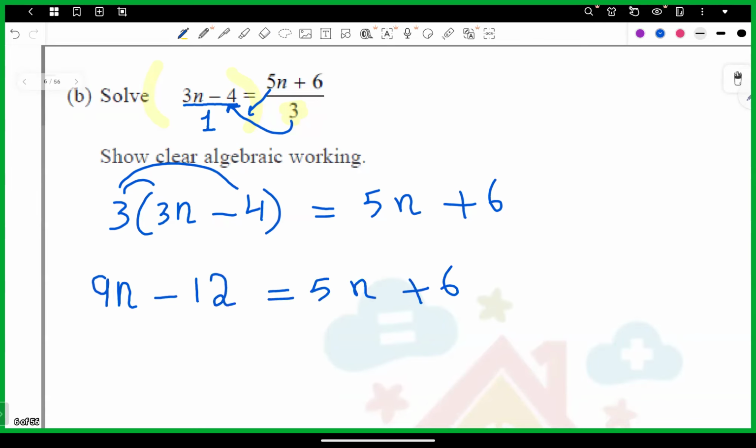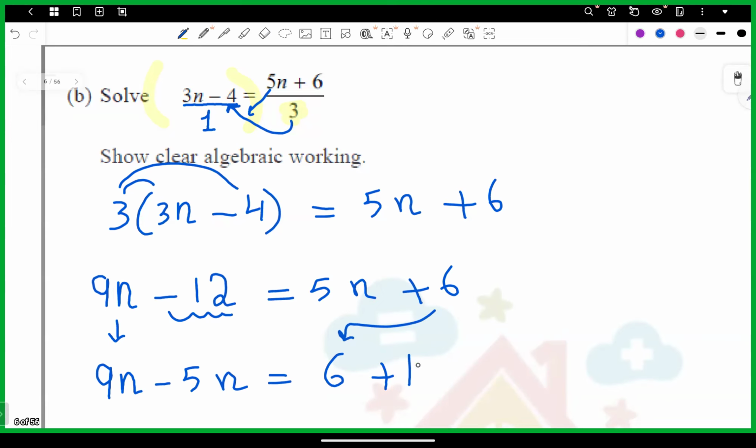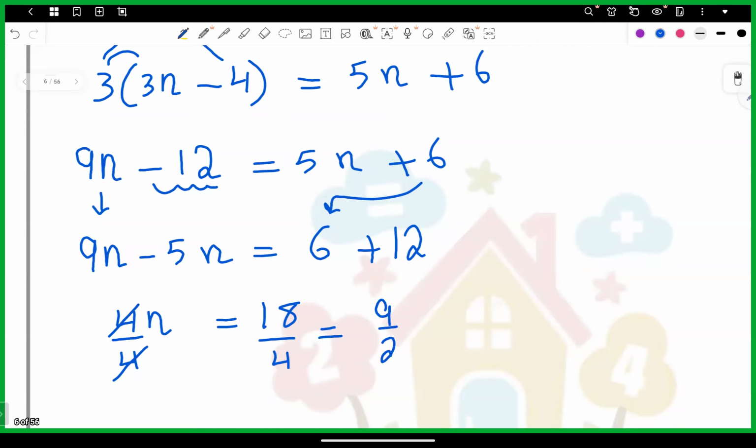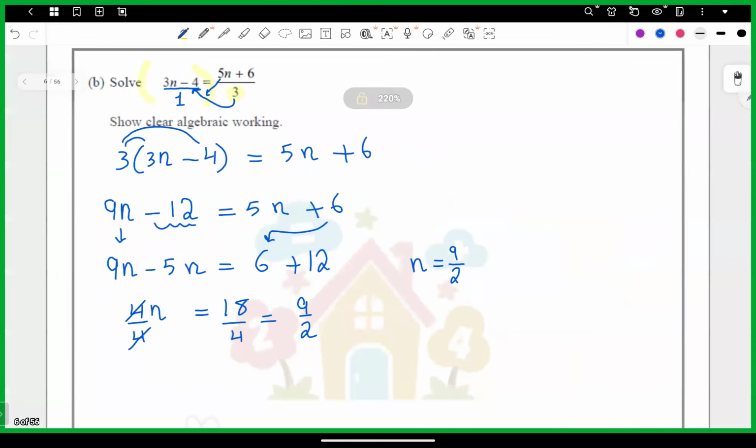so 3 by 3 equals 9, minus 12, equals 5n plus 6. And then bring down 9n minus 5n equals 6, on its side, and switch this to be positive 12. And then 9 minus 5, which is 4n, equals 6 plus 12 equals 18, and then n equals 18 divided by 4. To simplify, this equals 9 over 2, so n equals 9 over 2. This is your final answer for this.